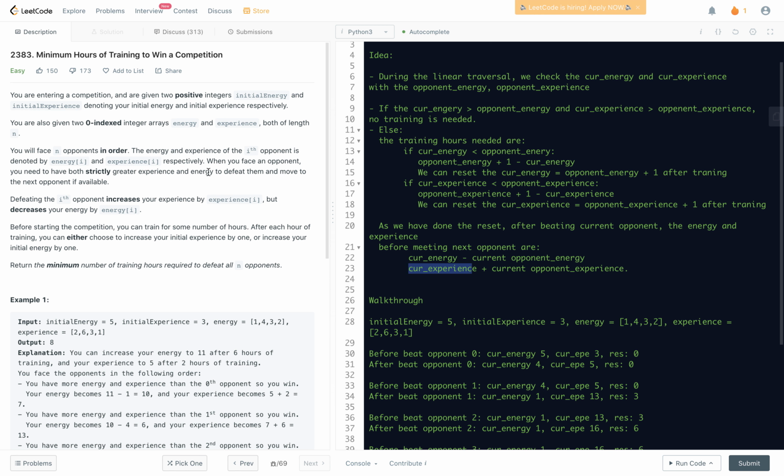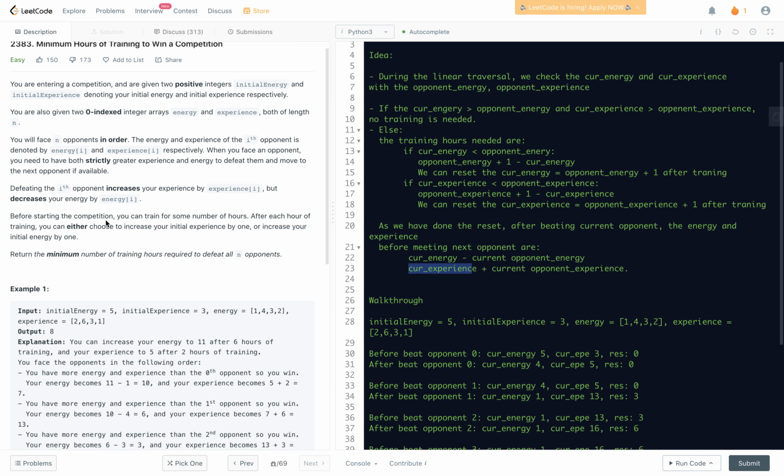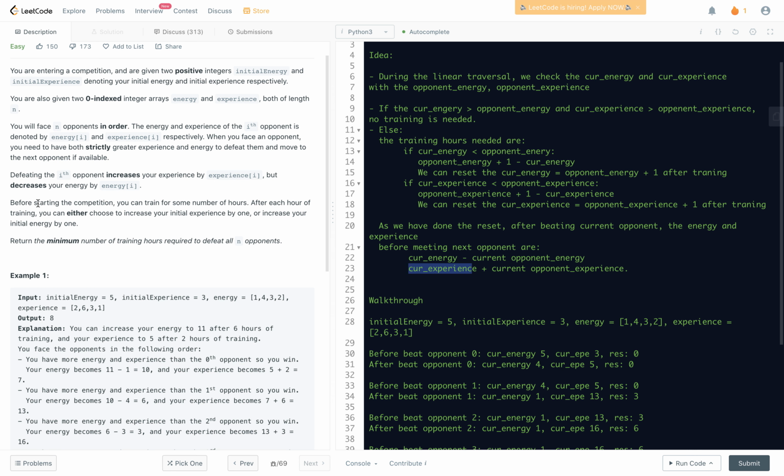This problem asks us to return the minimum number of training hours required to defeat all the opponents. Here are 2 points to be noticed. First, when we face an opponent, we need to have both strictly greater experience and energy to defeat them and move to the next opponent if available. The second point is that defeating the ith opponent increases our experience by experience i, but decreases our energy by energy i.